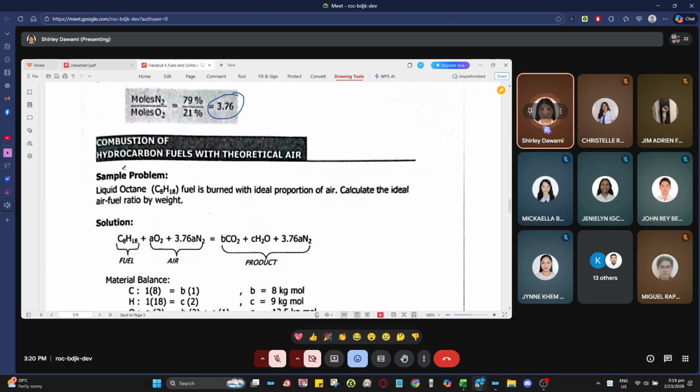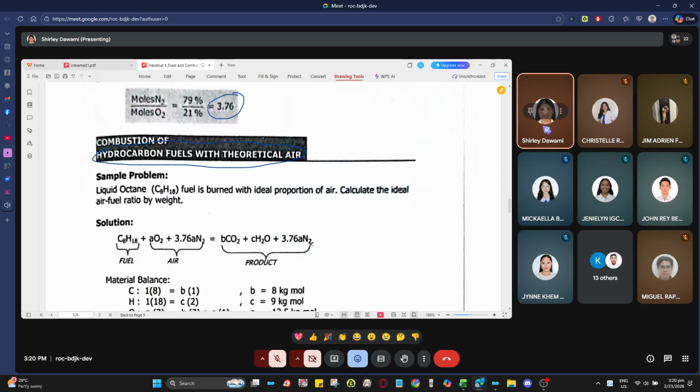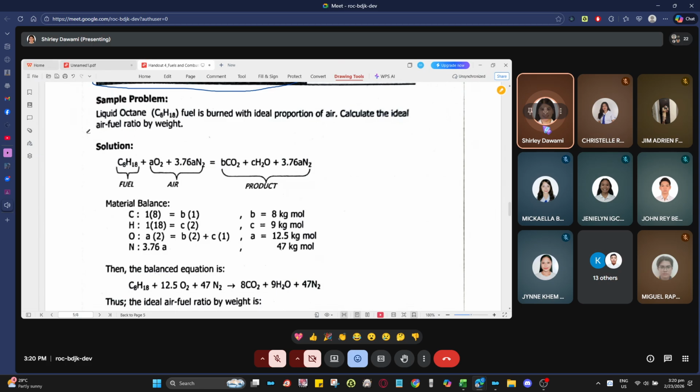Next, we have combustion, or an example naman din. So let's have an example: combustion of hydrocarbon fuels with theoretical air. Hydrocarbon fuels. So, liquid octane given by C8H18 fuel is burned with ideal proportion of air. Calculate the ideal air-fuel ratio by weight.